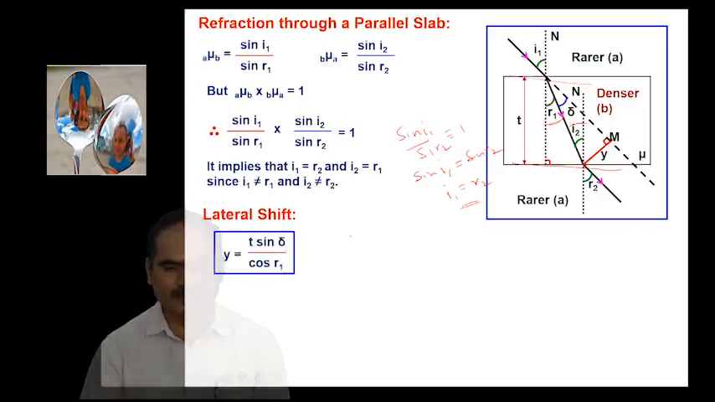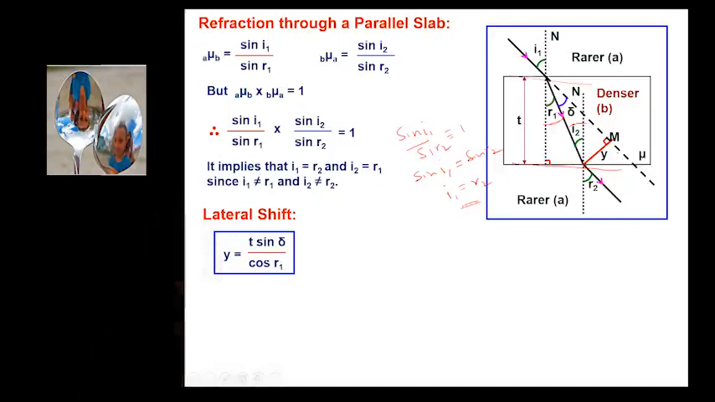But one thing is this. The emergent ray is not going along the incident ray, but there is a shift. Actually, in the absence of this glass slab or this medium, the light ray should have gone like this, but because of the presence of this medium, it is shifted here. This shift is called lateral shift.